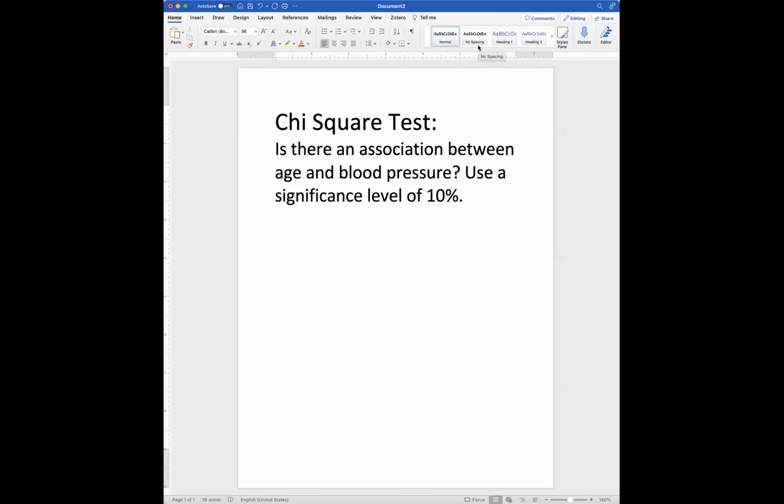Today we're going to learn how to perform a chi-square test for association using Jamovi. In particular, we're going to examine, is there an association between age and blood pressure? And we're going to use a significance level of 10%.